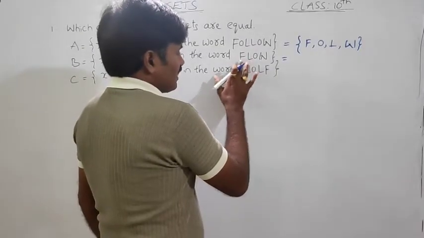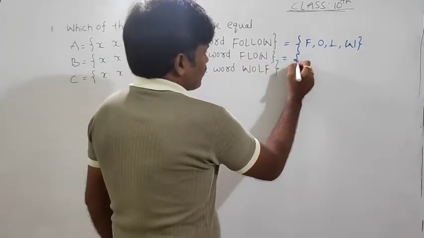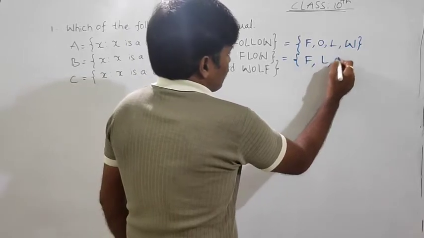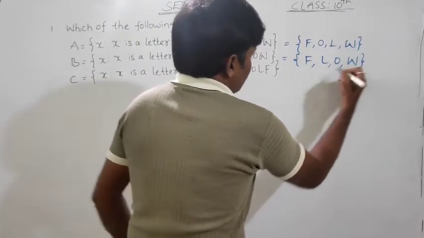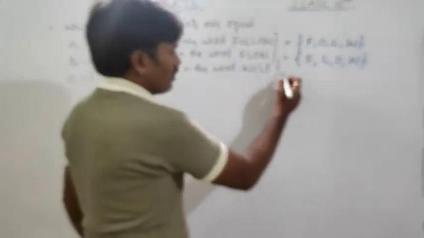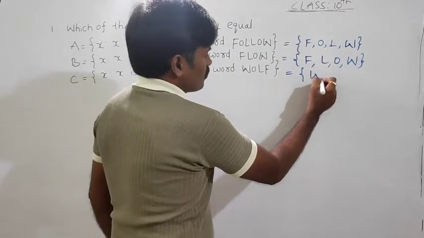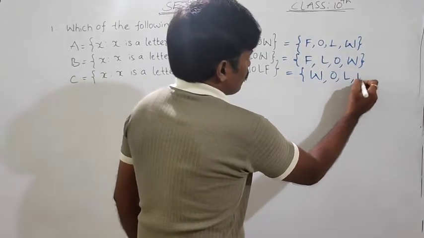In this word, are any letters repeating? No. So directly write these letters and separate them by commas. And in wolf also there is no repetition. So W, O, L, F.